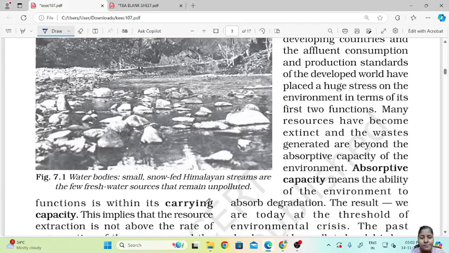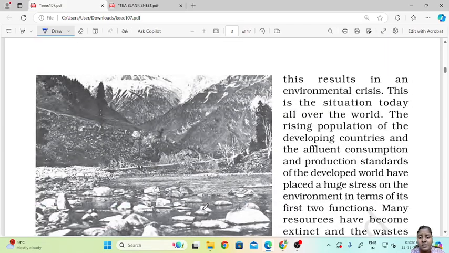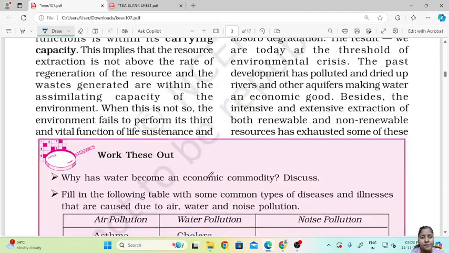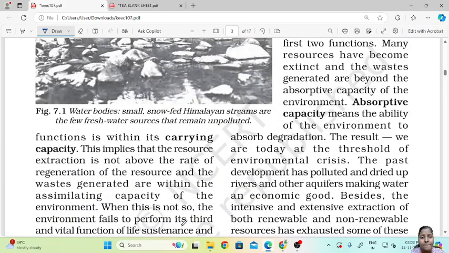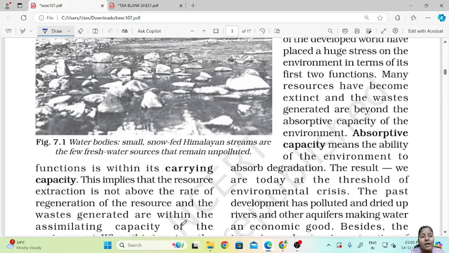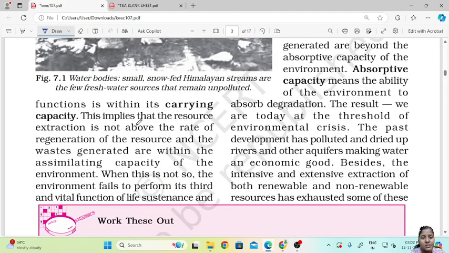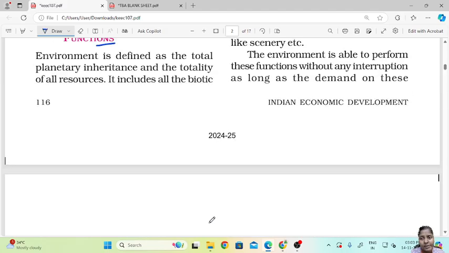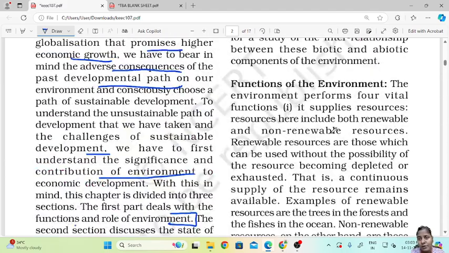Otherwise the demand results in environmental crisis. This is the situation today all over the world. The functions are within the carrying capacity, which implies that resource extraction is not above the rate of regeneration of the resources, and the waste generated is within the assimilating capacity of the environment. When this is not so, the environment fails to perform its third and vital function of life sustenance, and this results in the environmental crisis.